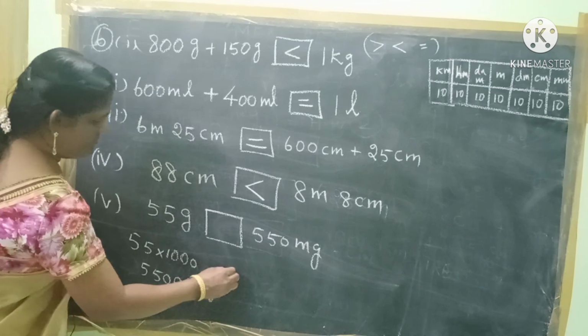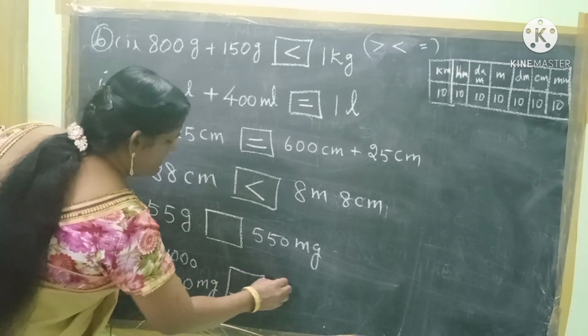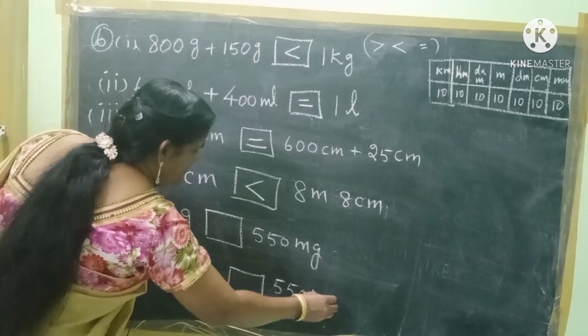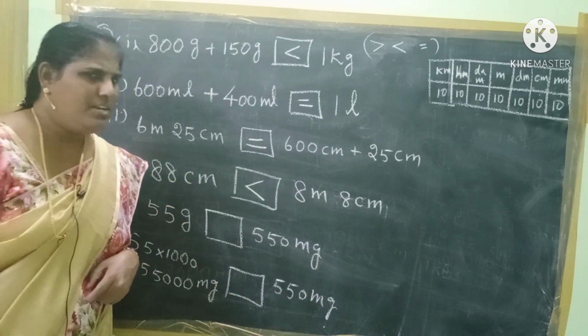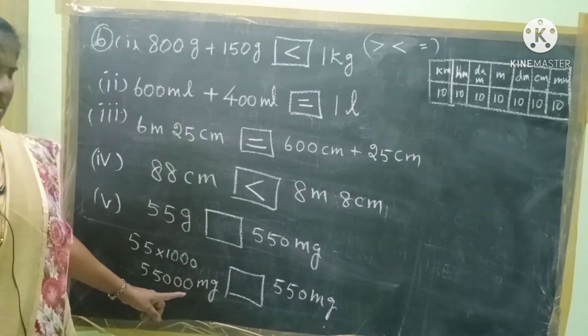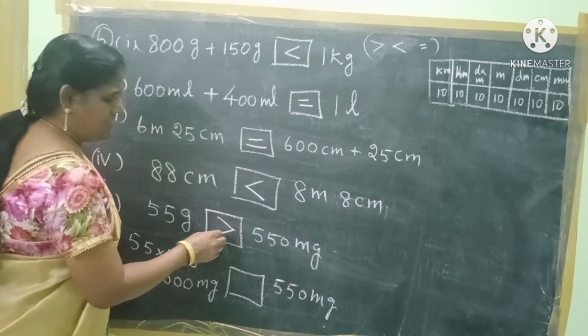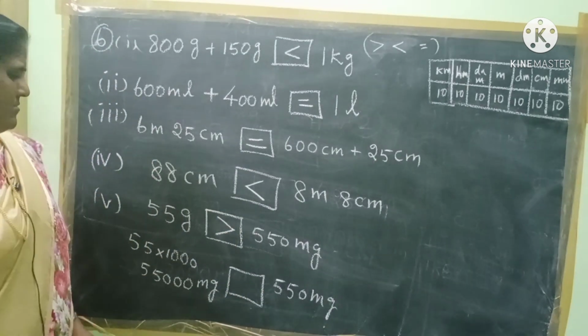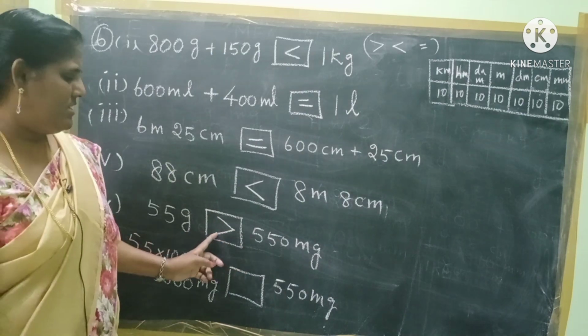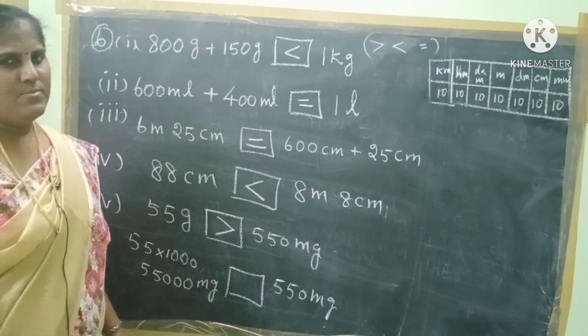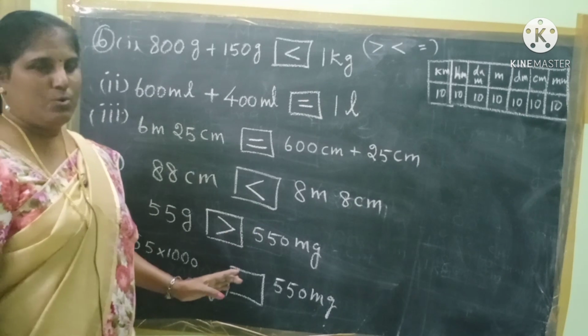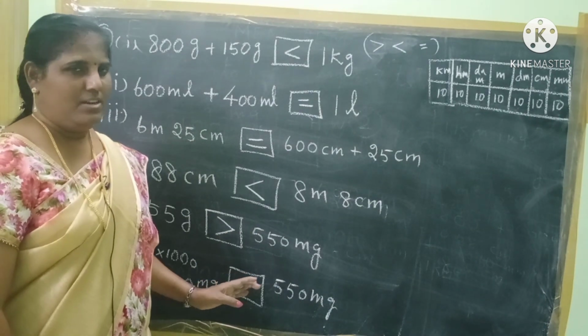So is 55,000 milligram equal to 550 milligram? It's not equal, because this is the bigger one. Therefore you should put the greater than symbol. So this one is greater than this number. Okay, I hope all of you understand. Let us see the next one.